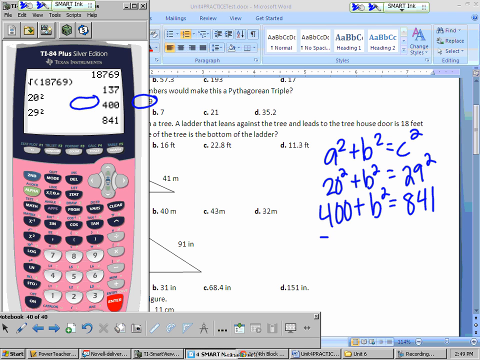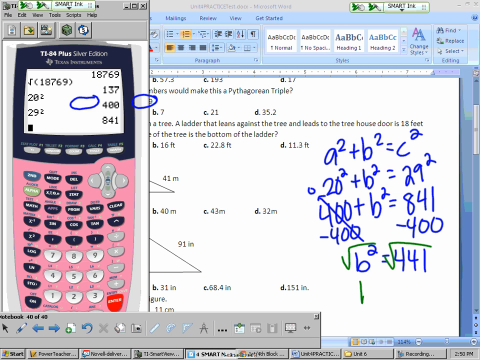So we subtract 400 from both sides. 400 minus 400 is 0. 841 minus 400 is 441. Every time we get down to b squared, we have to take the square root of both sides. The square root of something squared is just itself.